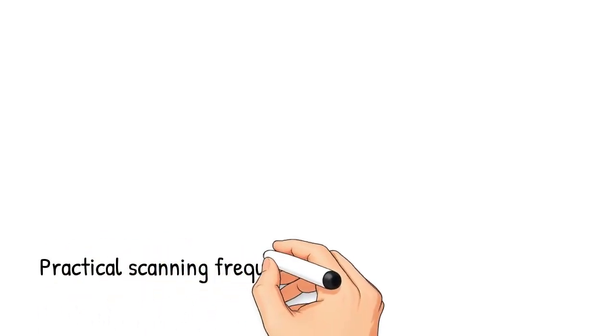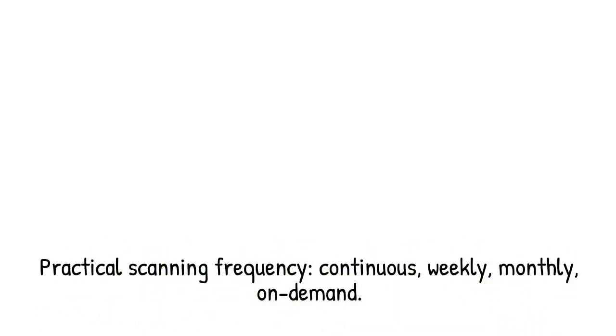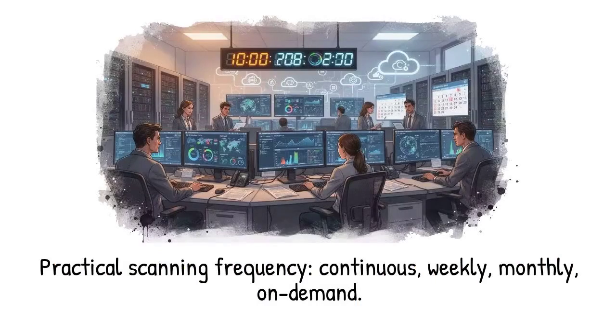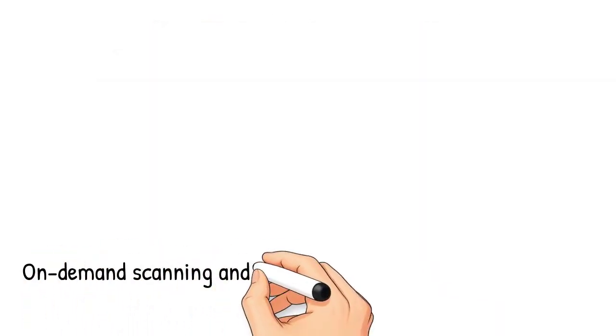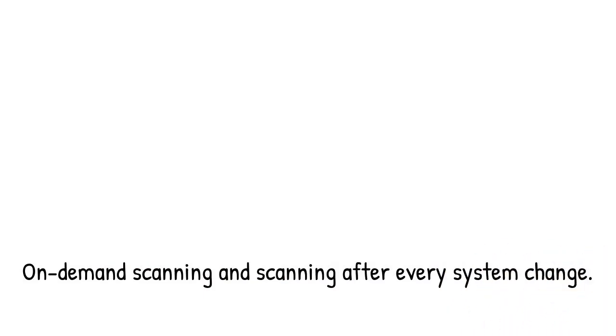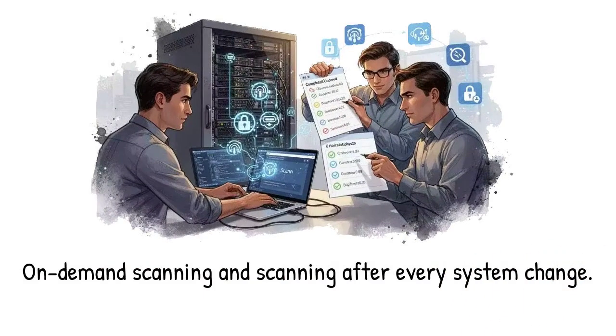There is no universal rule, but here's the practical breakdown. 1. Continuous scanning, ideal for large enterprises. Automated real-time scanning of cloud, endpoints, and containers. 2. Weekly scanning, most common. Detects new vulnerabilities quickly. 3. Monthly scanning, minimum requirement, often used for compliance. 4. On-demand scanning, triggered when new systems are deployed, major patches are released, security incidents occur, or new vulnerabilities emerge. 5. After every change: any update, migration, or configuration change should be followed by a scan.